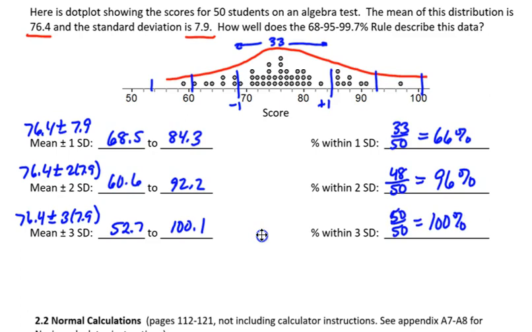Now that's not exactly 68, 95, and 99.7, but it's awfully close. So we can say that the 68, 95, 99.7 rule is a good approximation for data that is approximately normally distributed. It will never be exact, but statistics is about probabilities, not about being exact. So this is a good representation, a good estimate of the percent of the data in these various categories.